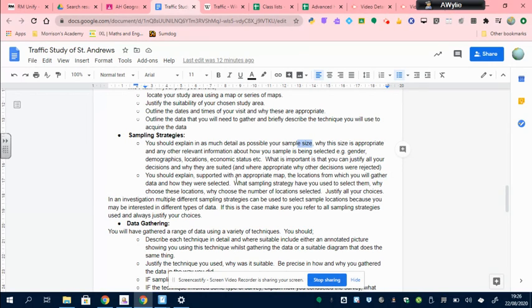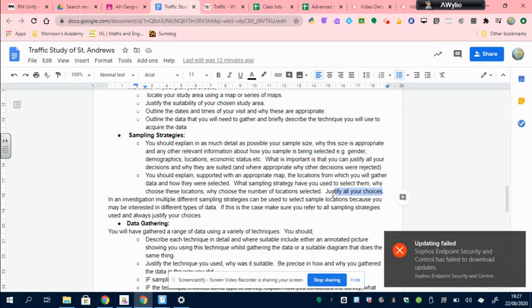The strategy that you've used will be either systematic, which is evenly spread across an urban area. It could be stratified, which means where you've chosen those locations, and you would need a reason for why you've chosen the locations, or it could be random. Now, once you've chosen your strategy for selecting the locations that you're going to go, you must justify.